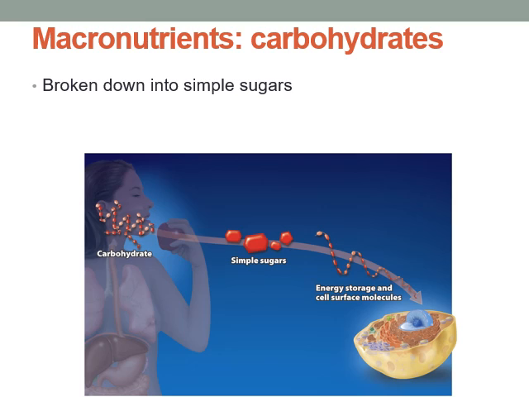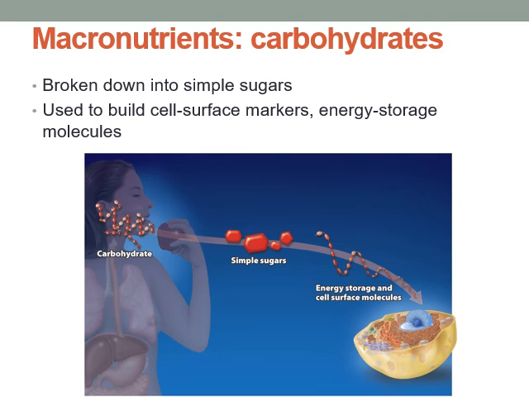So carbohydrates, these guys we break down into simple sugars. So you can remember we have simple and complex carbohydrates. We break these down into simple sugars that we can use, usually in the form of something like glycogen. And we can use these to build cell surface markers or energy storage molecules.